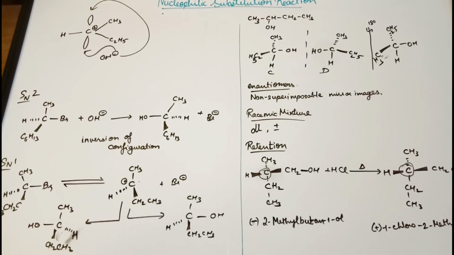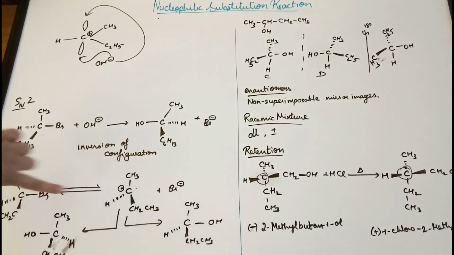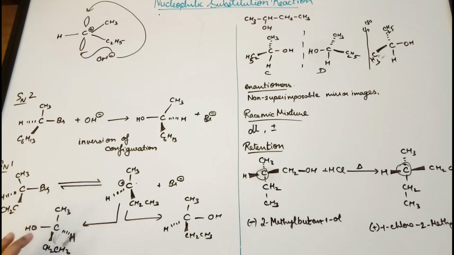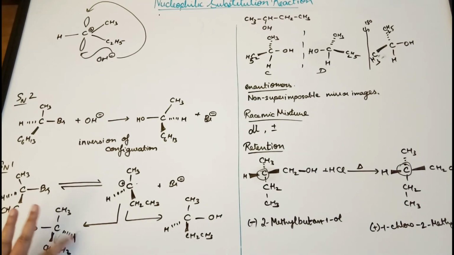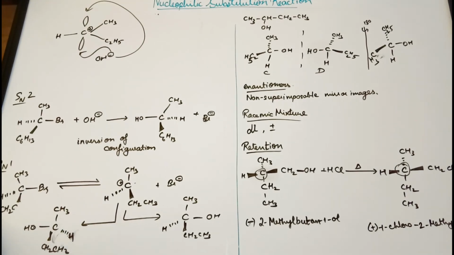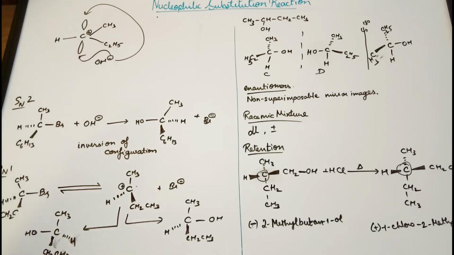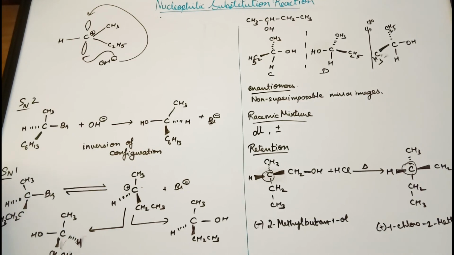Oh, you can't even see it, I'm so sorry. And when there is an attack from this side, there is going to be an inversion of the configuration. So there is an inversion similar to that observed in the SN2 process. So with that, we're done with the stereochemical aspects of SN1 and SN2.